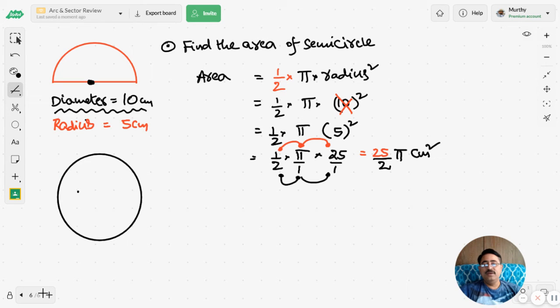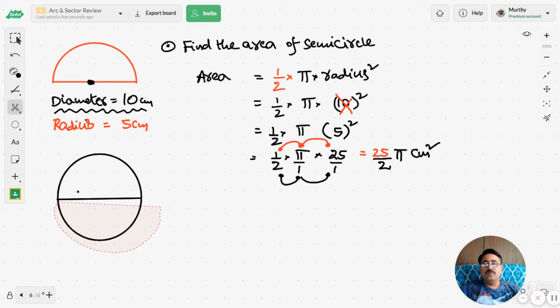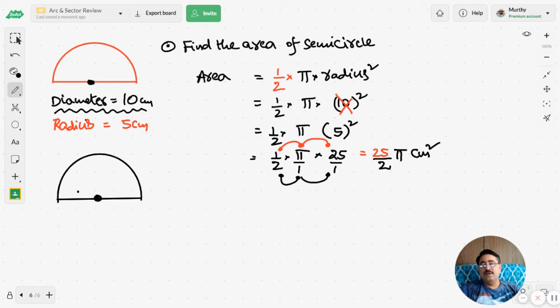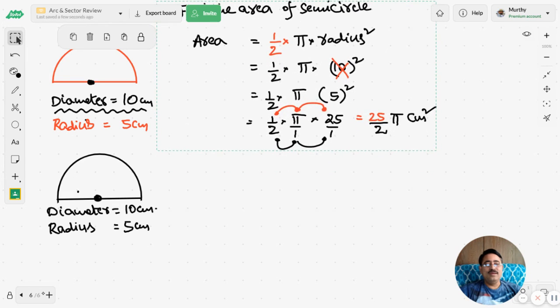Then this is the diameter. Let me remove this part. So this is the diameter. Let's say that diameter equals the same number, which is 10 centimeters. Always look at the question. If diameter is given, first compute the radius, which is half of the diameter. That's the first and foremost thing you are expected to do when you solve circle related questions.